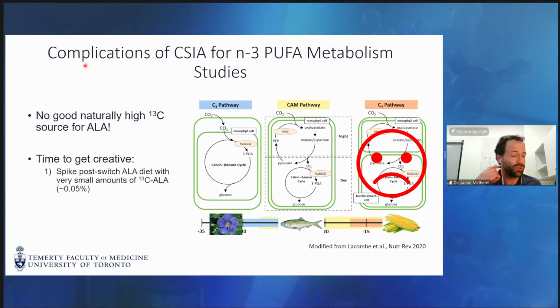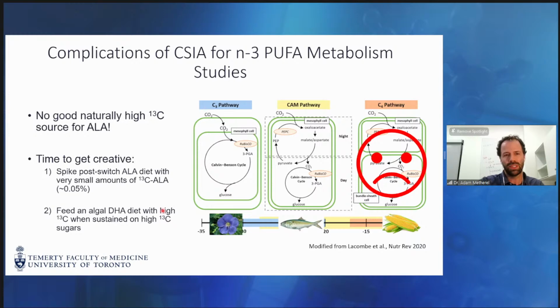So we had to get a little creative. One way to do this is simply to spike a very small amount of a post-switch ALA diet with C13 ALA, and by small amounts, we're talking no more than 0.05% of the total ALA as C13 ALA. Another way we've done this is to feed an algal DHA diet pre-switch.